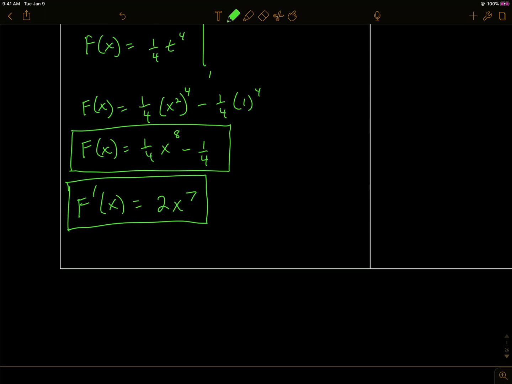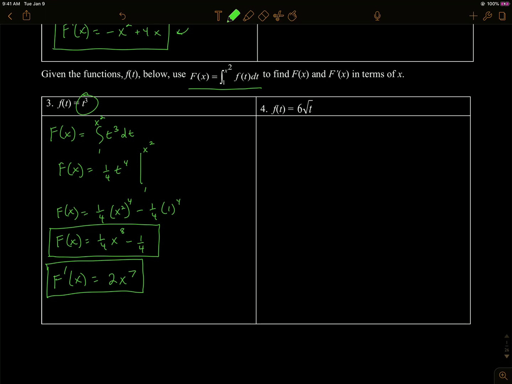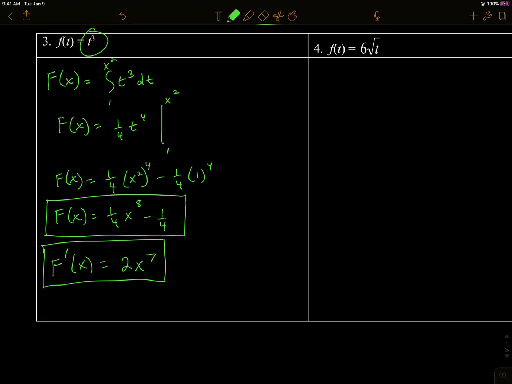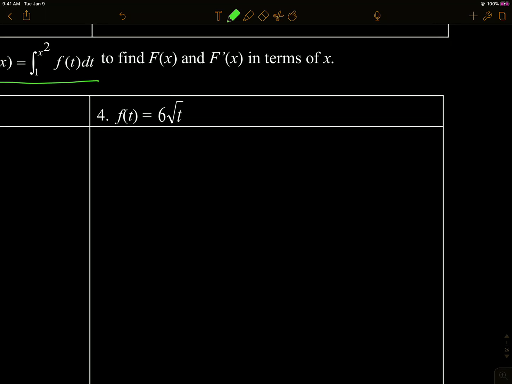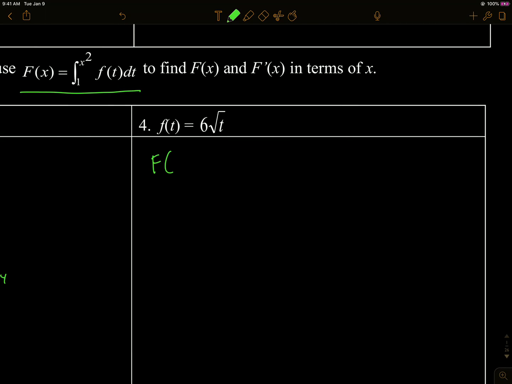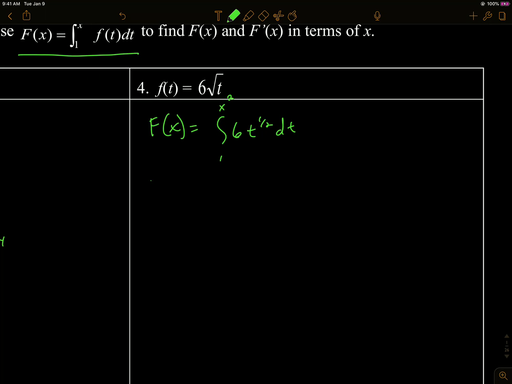We're looking for that pattern. What happens if we take a function, we integrate it, and then we take its derivative? All right, let's look at this one. Again, F of x is defined as the integral from 1 to x squared of 6 times t to the 1/2 dt. So when I integrate, I go for power rule. I'm going to get 2/3 times 6. That's going to be 4 t to the 3/2. And I'm going to evaluate from 1 to x squared.